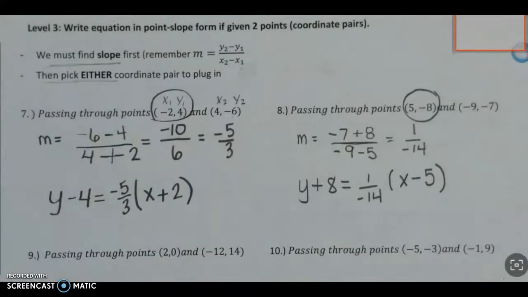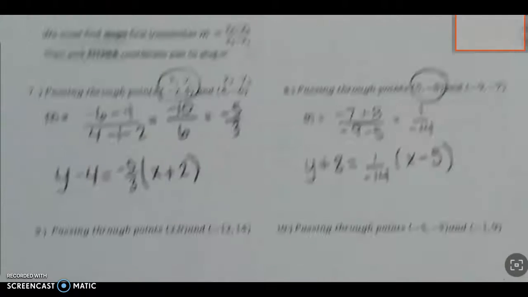Do we need to do it 2 more times? I don't think so. I think we're good. Okay? So we're going to jump into level 4. Level 4 is exactly what you just did, except you have to come up with the 2 points. Okay? Okay. Phones down. We want to see this last part.